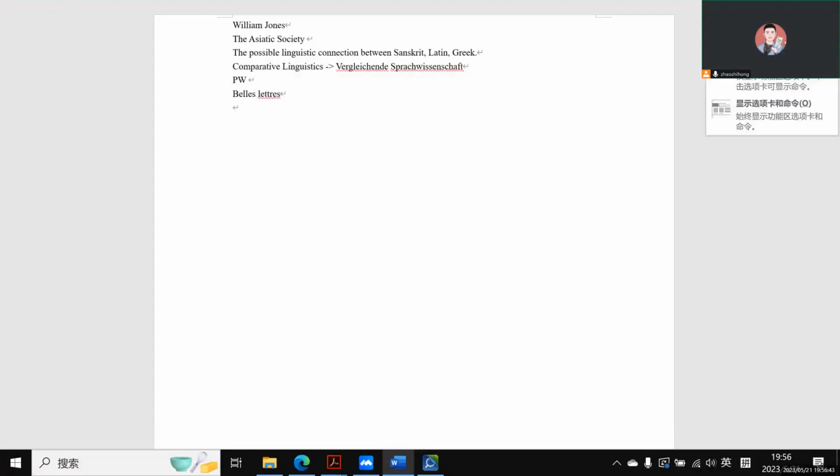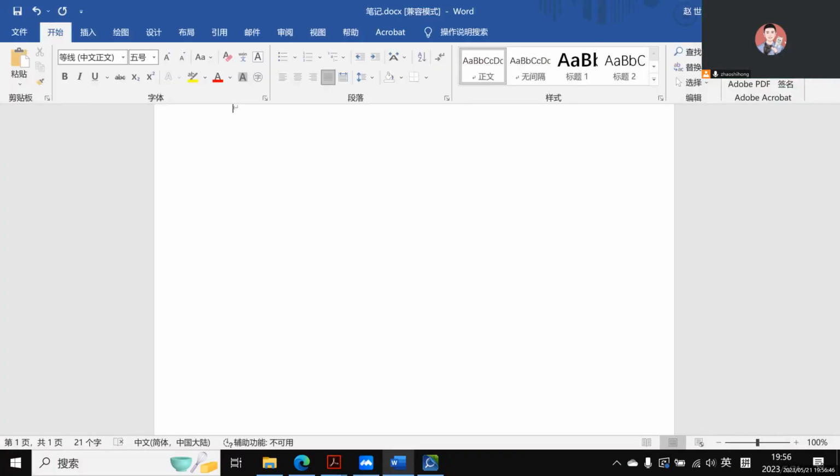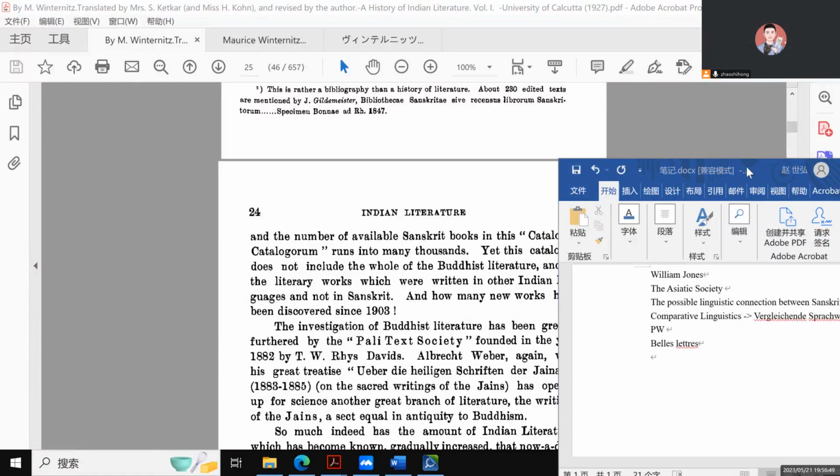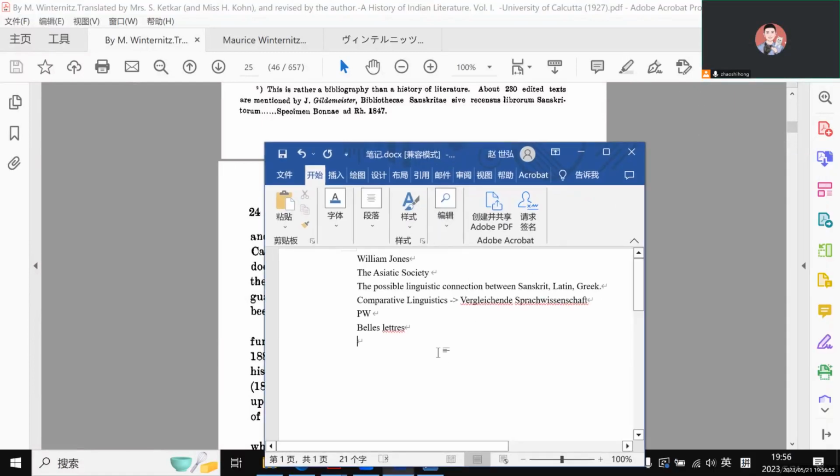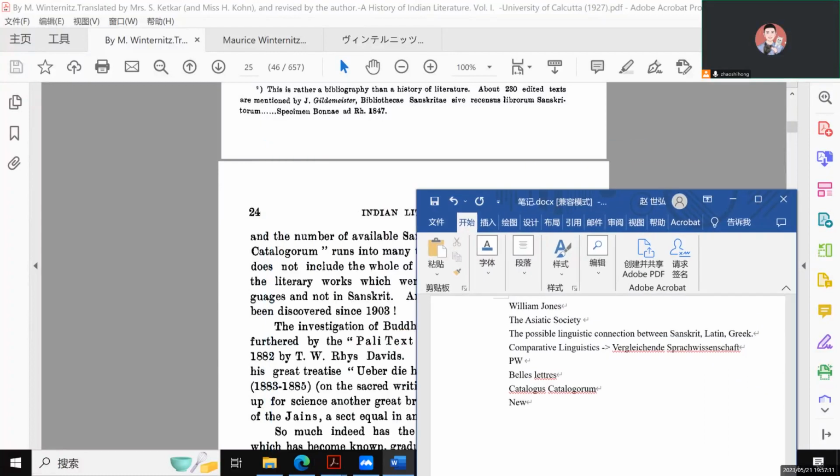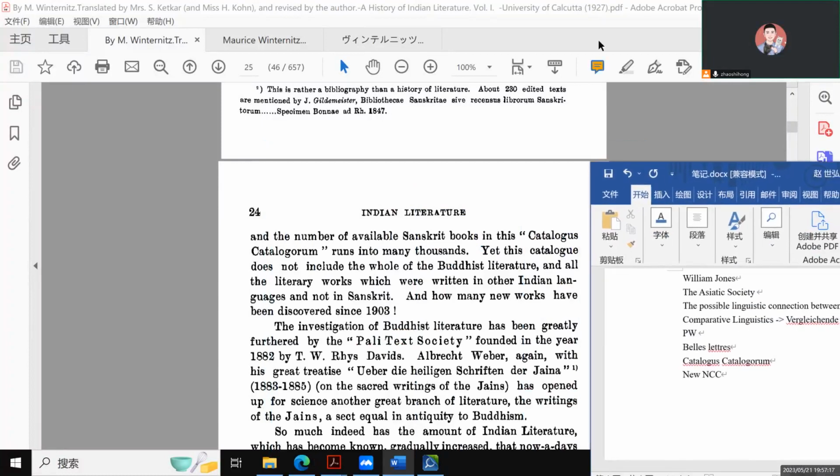Originally it is called Catalogus Catalogorum, and now we have a new catalogus, the New Catalogus Catalogorum, usually abbreviated as NCC. It is where we have to find our original or primary sources and find their location.